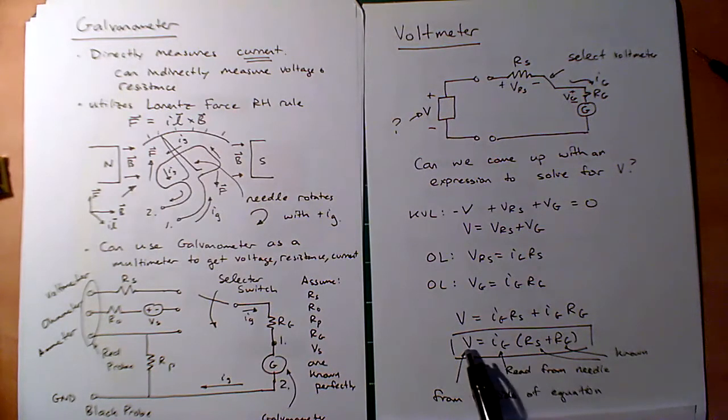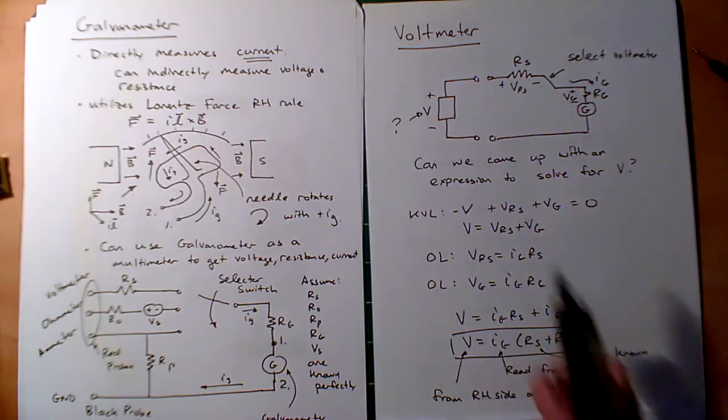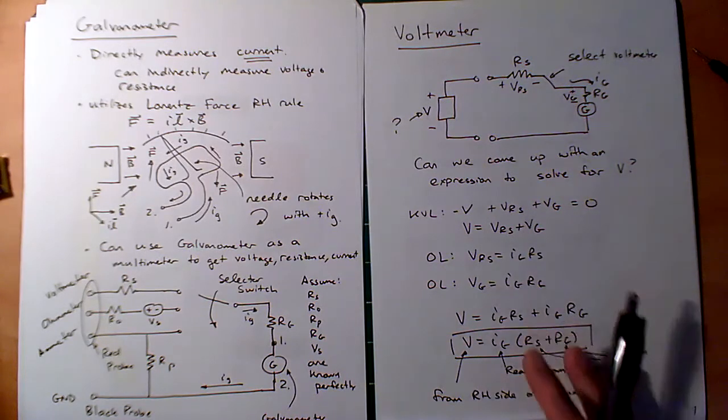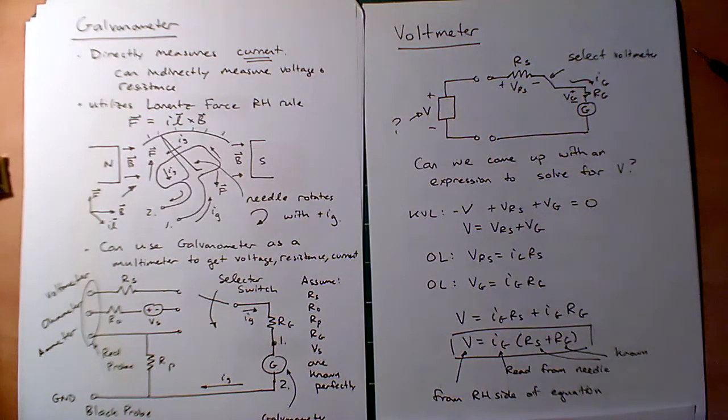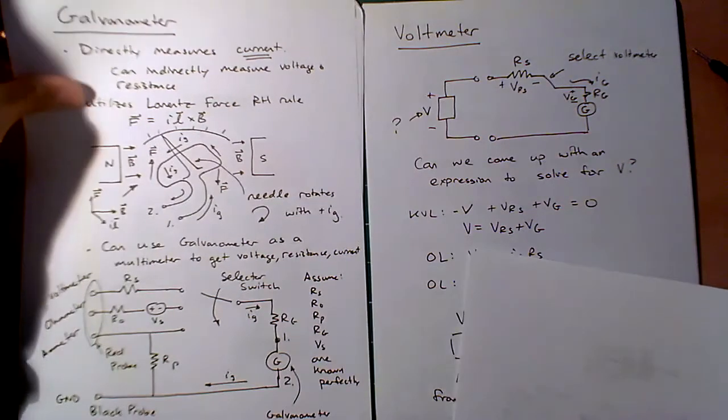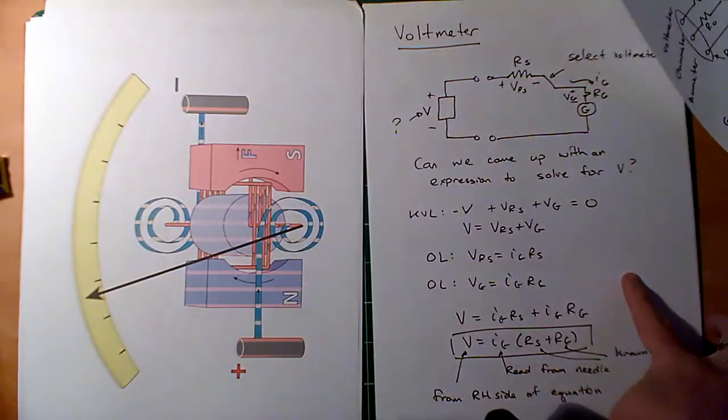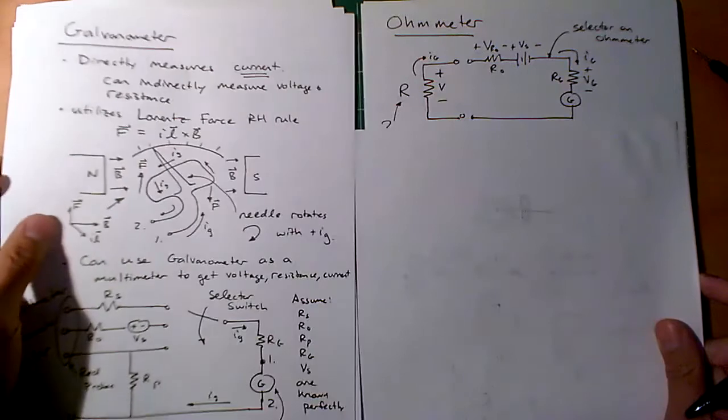And as this changes, that lets me know this changes. So if IG gets bigger times some number, this is going to get bigger. So this is a simple voltmeter circuit. Okay, not too bad. I'm going to keep this figure on the side and we'll bring it back when we look at the next one. Okay, let's look at the ohmmeter one.